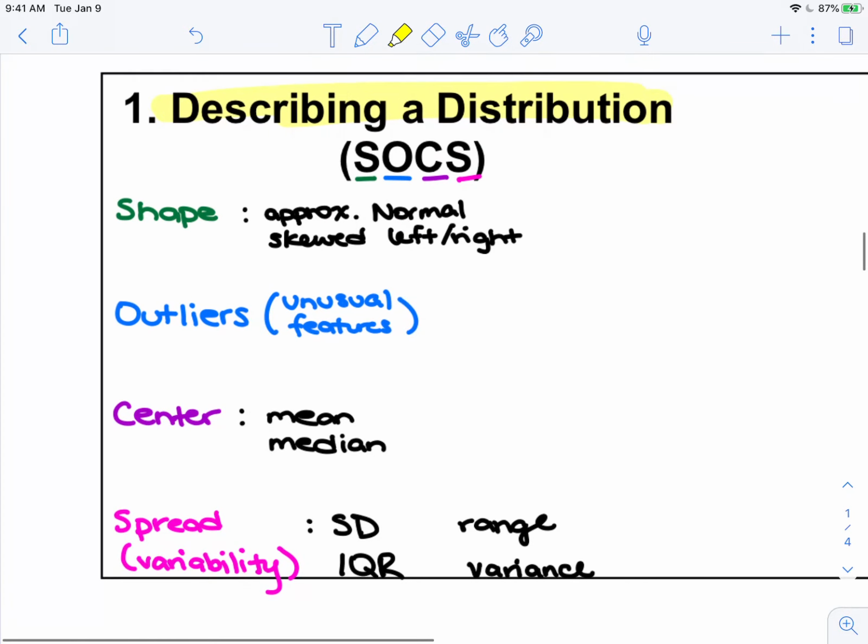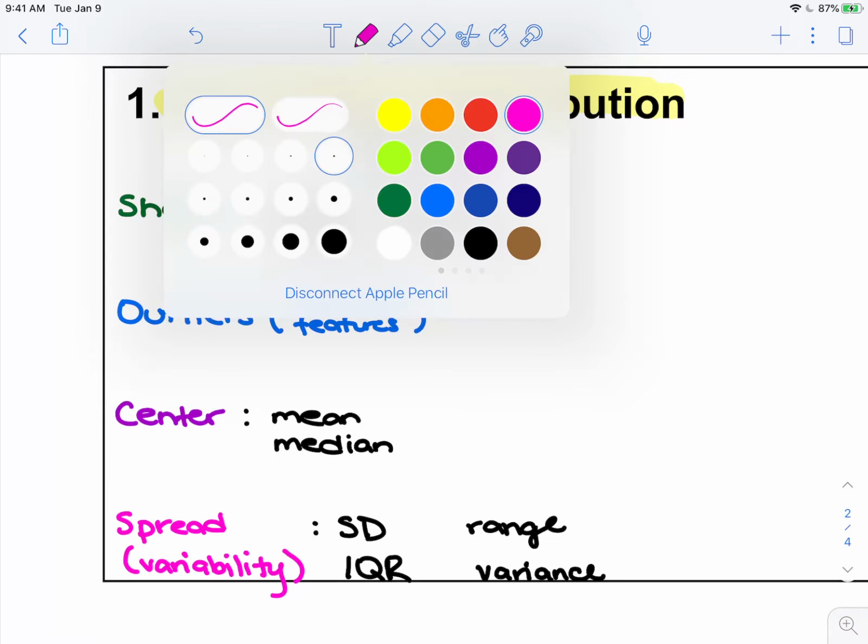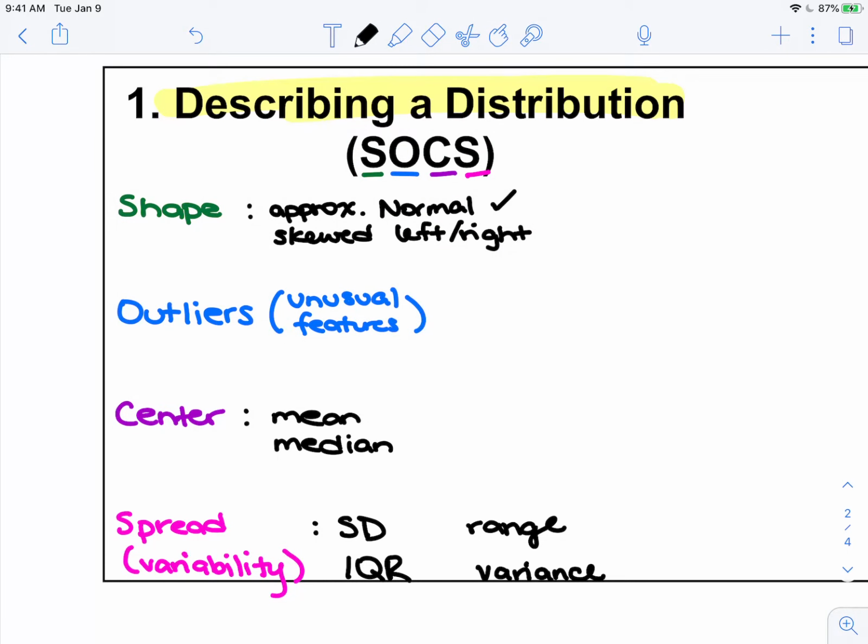All right, so let's review that really quick. The first S stands for shape. Here are your options. We got approximately normal. Now, I'd stay away from saying this distribution is normal, because is anything ever actually normal? Approximately makes it a lot safer. So approximately normal, maybe it's skewed left or skewed right.